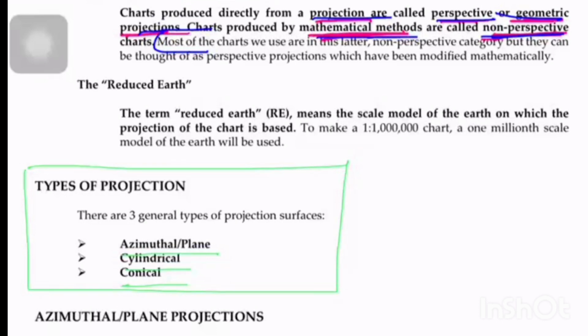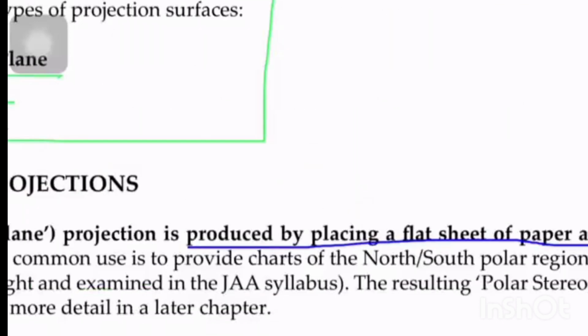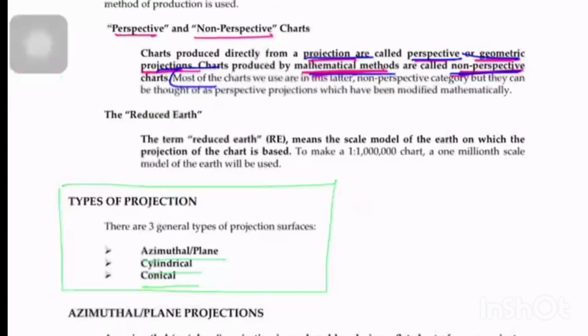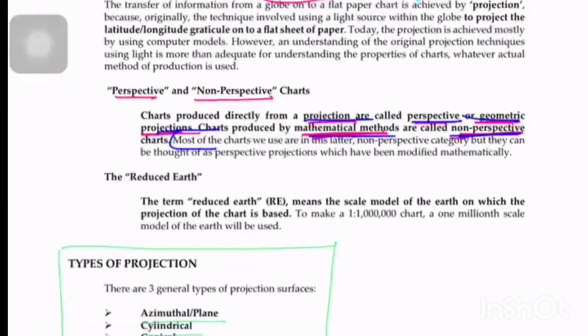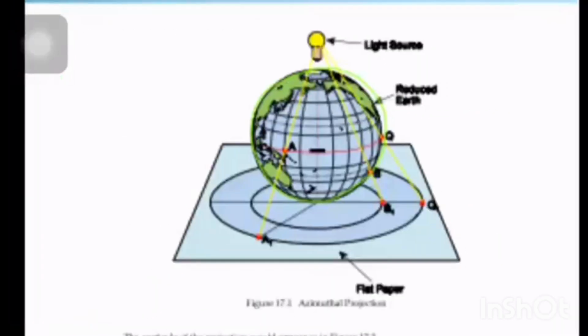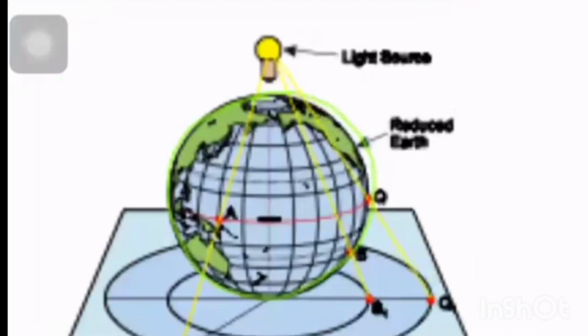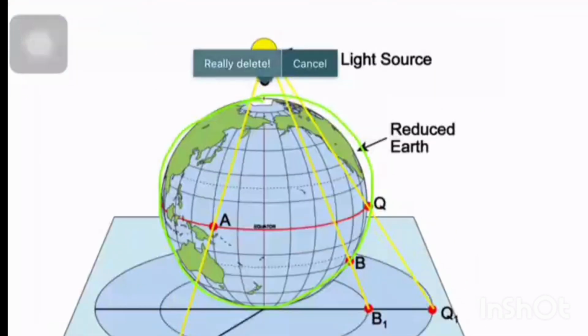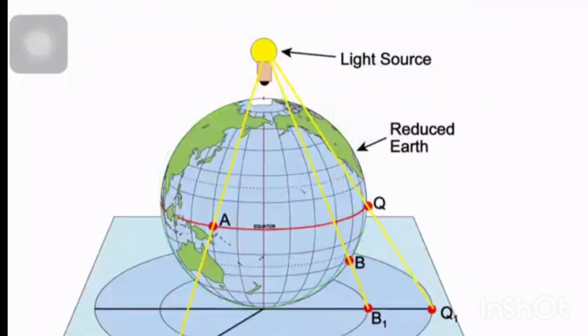What do you mean by azimuthal? If you are a person standing here and you look horizontally like this, that is called azimuthal. Looking horizontally. So one type of projection is azimuthal, or you call it plane projection. So let's talk about azimuthal. Now, I have an earth here.